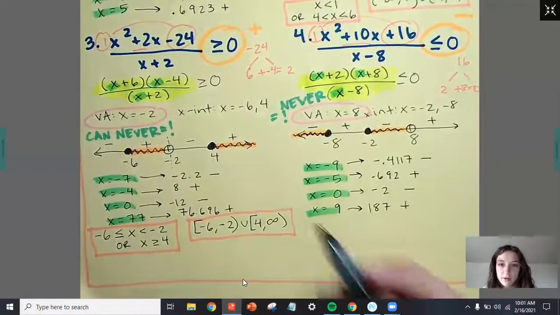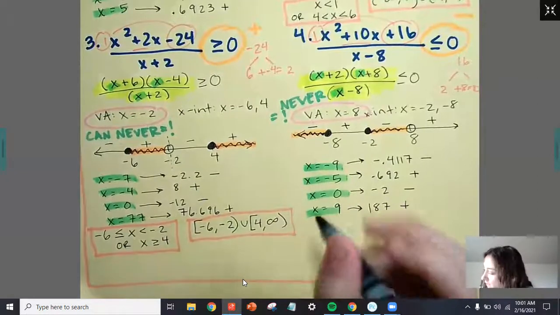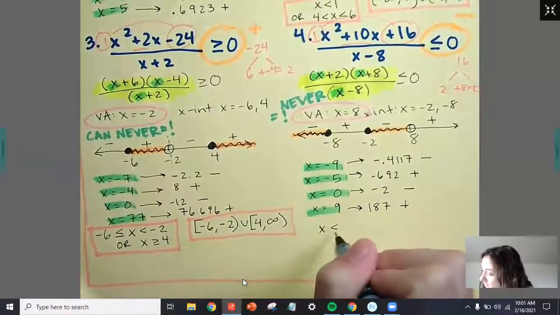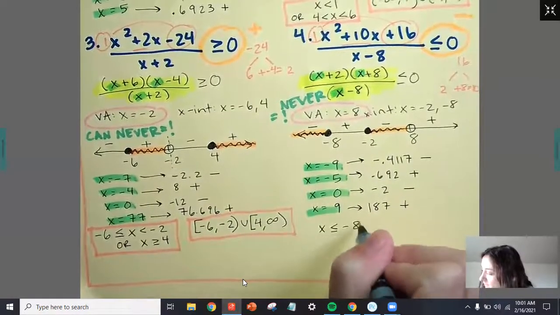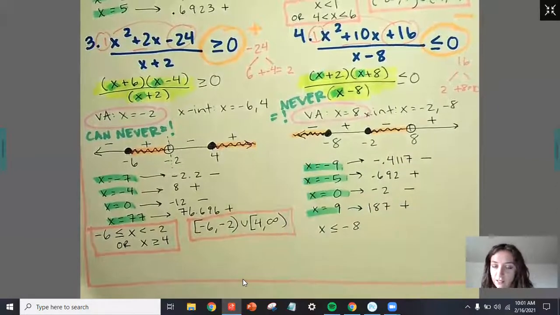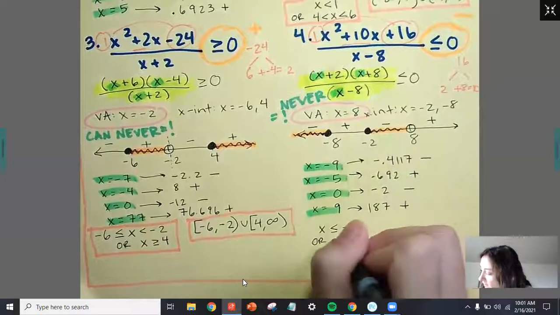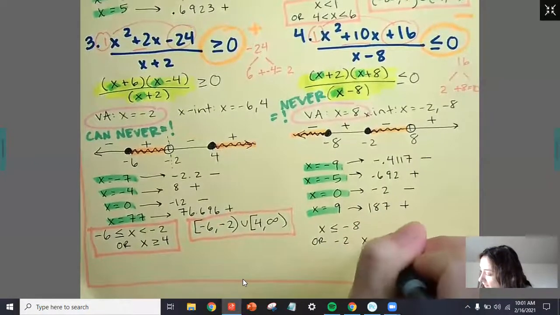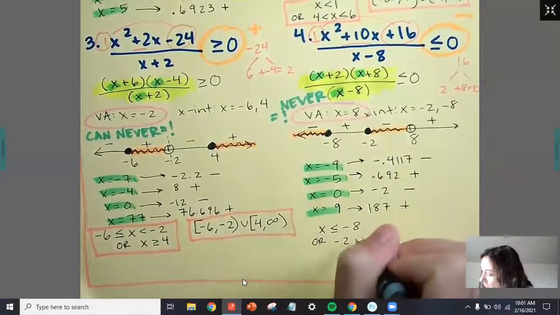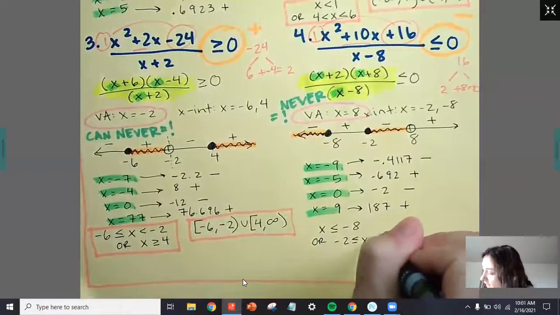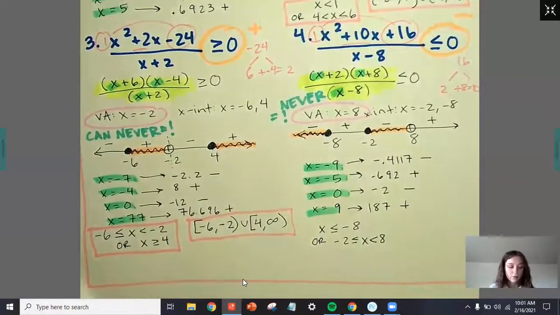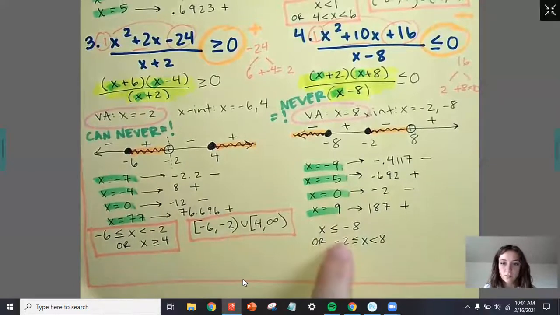Okay, so let's go ahead and write out our two answers. The first one, x is less than or equal to -8. So that's just anything that's less than -8. Or x is between -2 and 8. And it can equal the -2, can't equal the 8. So I'm just going to draw that little less than sign there.